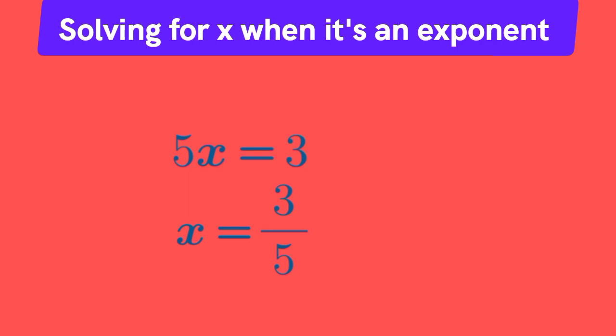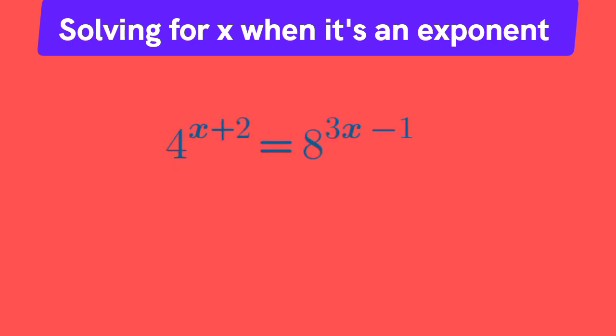So this one says 4 to the power x plus 2 equals 8 to the power 3x minus 1. Just as we did before, in this case you can see that the base they share here is 2. So how many times are you going to multiply 2 to give you 4? There's actually 2 times, that is 2 multiplied by 2. And for 8, you have to multiply 2 three times, that is 2 multiplied by 2 multiplied by 2.